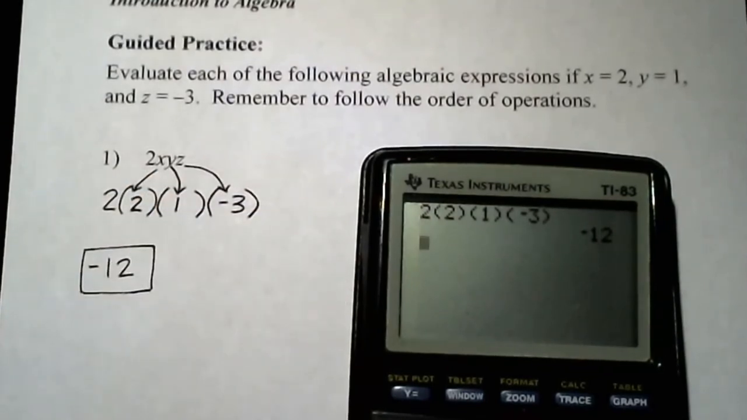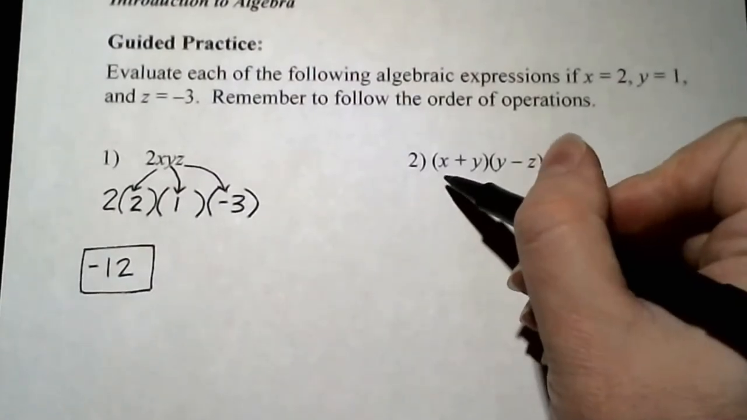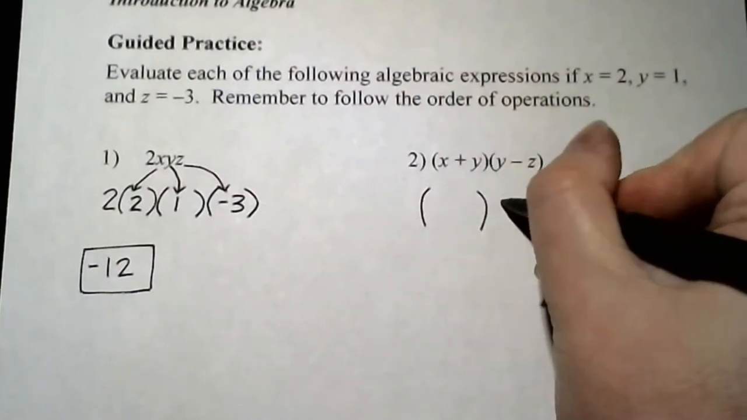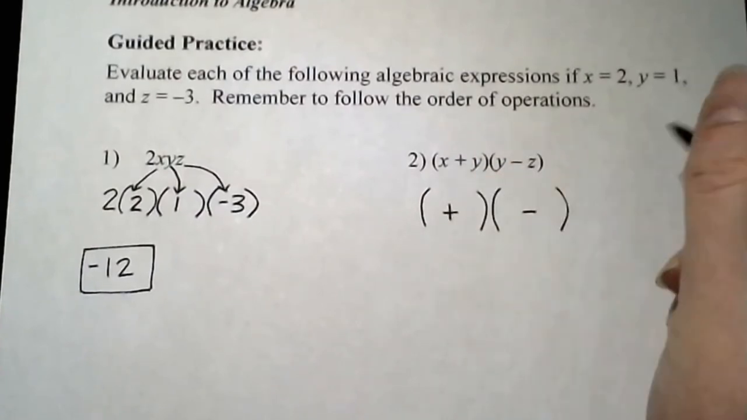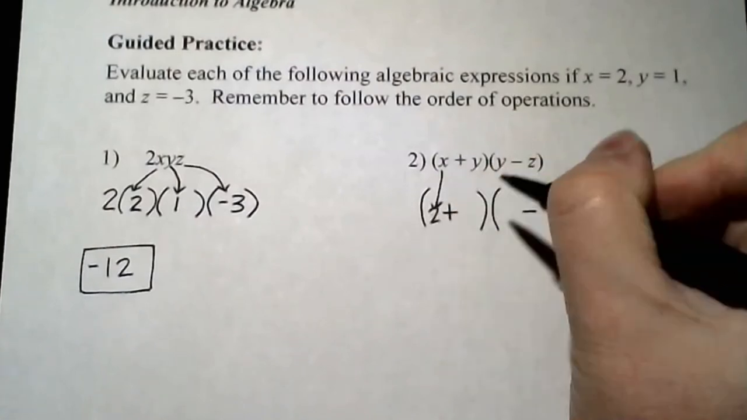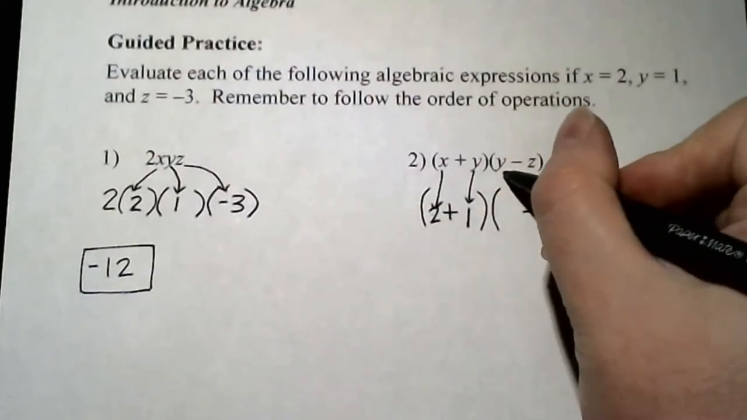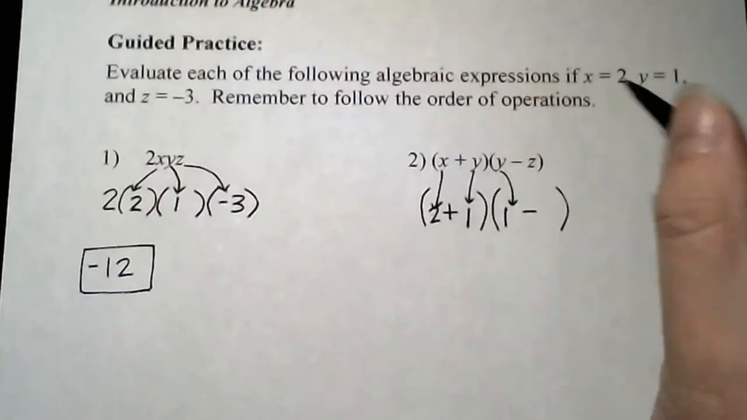One's done. Let's look at number 2. We're going to use the same values for x, y, and z as we just did, substituting into this expression now. So first, I'm going to plug in my x. My x is a 2. My y is a 1. So I need 1 there and 1 there. And my z is negative 3.